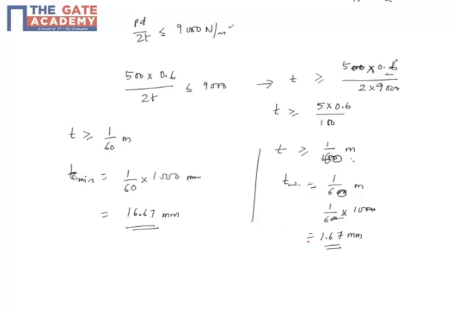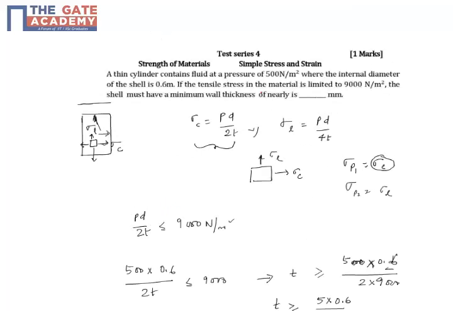So that is the thing. I think we just wrongly took this earlier, so you have to go this way. So 16.67 mm is the minimum thickness that has to be there, so that your hoop stress doesn't cross 9000 Newton per meter square. So 16.67 mm is the answer.